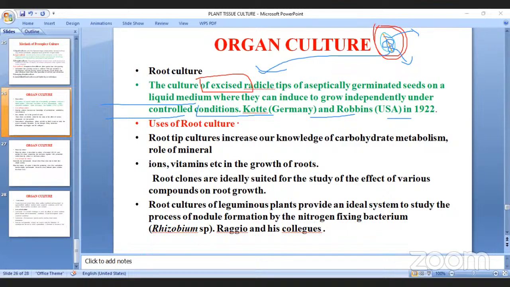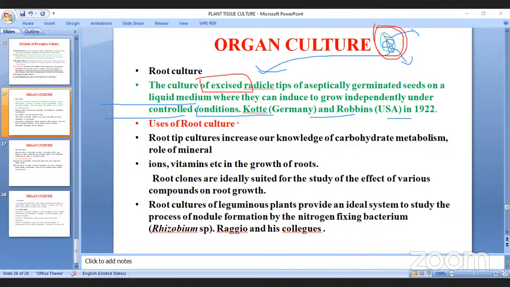Root culture can be successfully initiated from excised radicle tips. The root tip cultures are generally maintained in moving liquid medium. Which medium is utilized for the root tip culture? Only the liquid medium. In the culture, root tips are induced to grow like the root system of an intact plant. So finally, clones are formed.